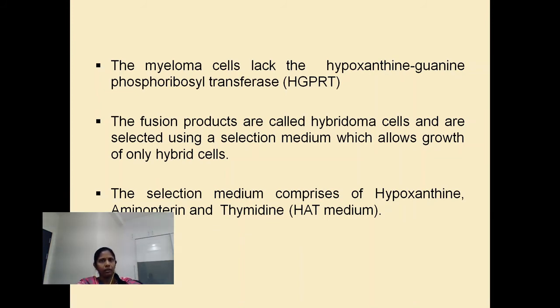Aminopterin in the media blocks the de novo pathway of DNA synthesis. As such, the myeloma cells fail to synthesize DNA by the de novo method. Unfused B cells in the mixture anyway cease to survive because of their short lifespan. The unfused myeloma cells cannot synthesize DNA because aminopterin is present in the media and blocks the de novo synthesis of DNA. The myeloma cells, being HGPRT negative, fail to synthesize DNA by the salvage pathway also.